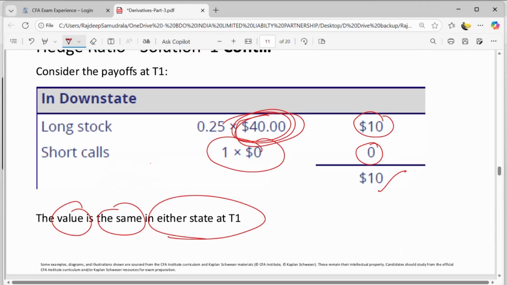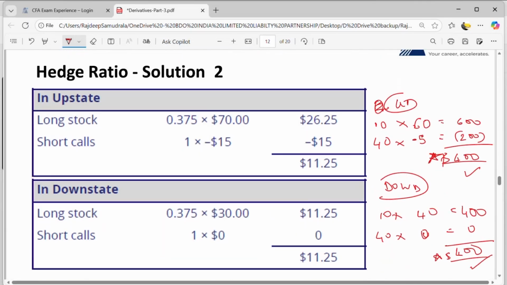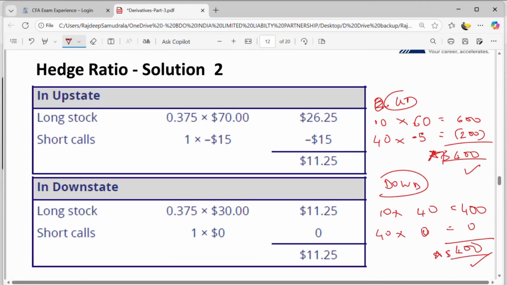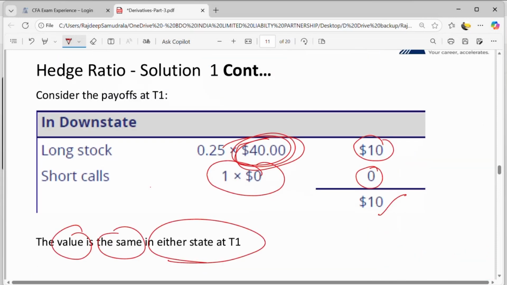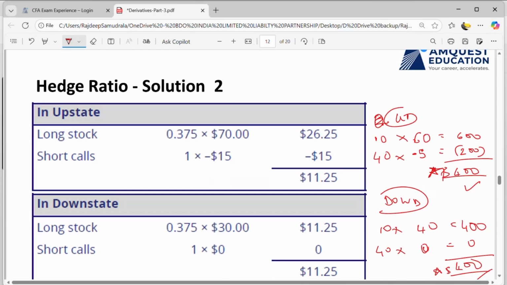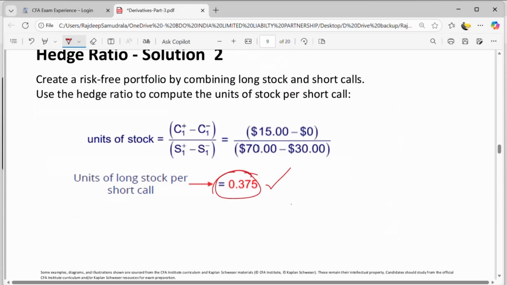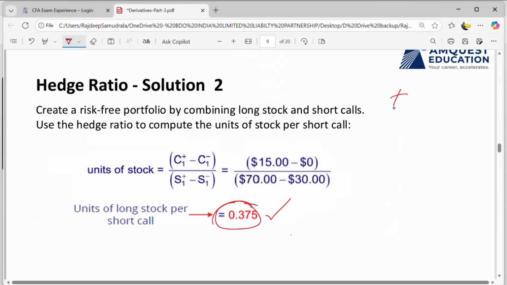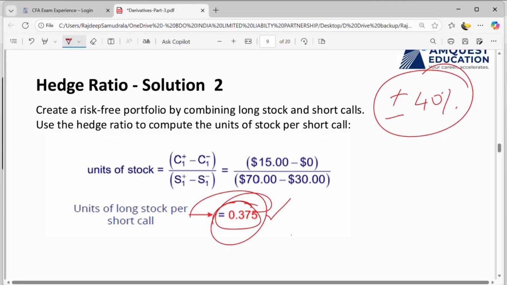You'll notice this answer works only when it goes up and down by 20. If it goes up and down by 40, this answer will not work, because I already showed you and you worked it out that if it goes up or down by 40%, this answer will not work because my hedge ratio is different. My hedge ratio will be 0.375 in the scenario of up and down by 40. So the point here is that for every up and down movement, there is a different hedge ratio.